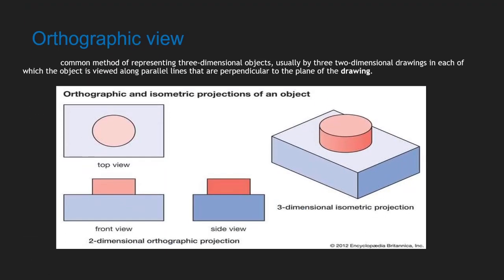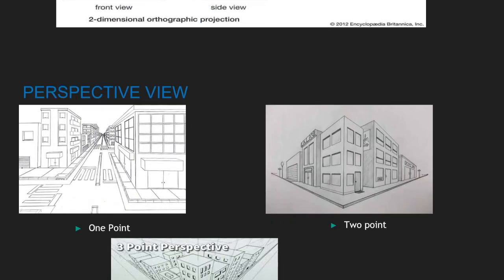And for orthographic view, we will do projections. If we have multiple sides of a drawing, so if you see this right side, we have a three-dimensional isometric projection, so we'll draw the top view, the front view and the side view separately. So these are the orthographic projections.